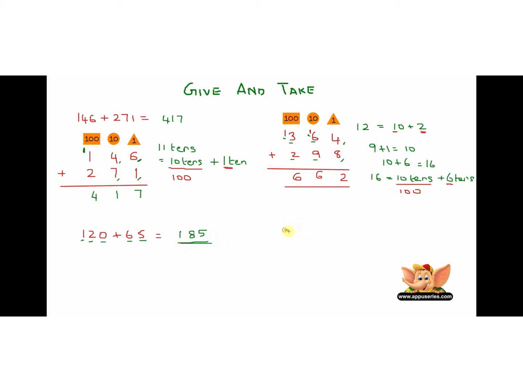Now let's try another one. 374 plus 117. Now 4 plus 7 is equal to 11. So we have 11. We carry over 1 to the tens place and write 1 in the ones place. 7 plus 1 plus 1 is equal to 9. And 3 plus 1 is equal to 4. So the answer is 491.